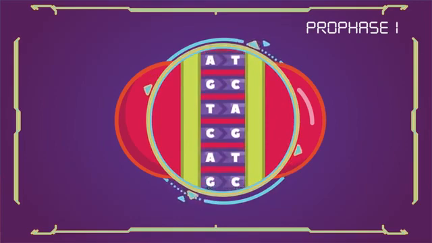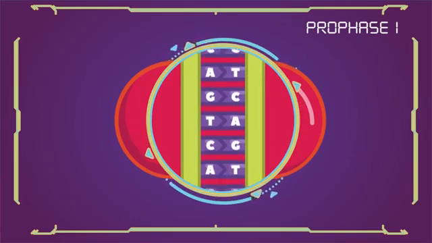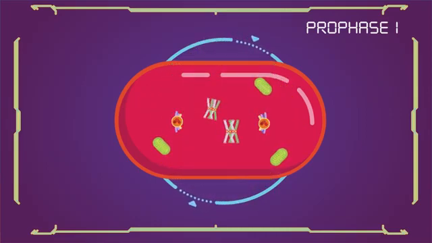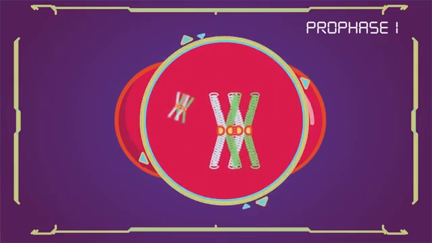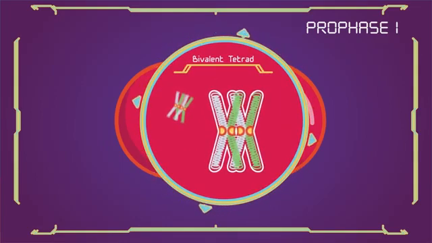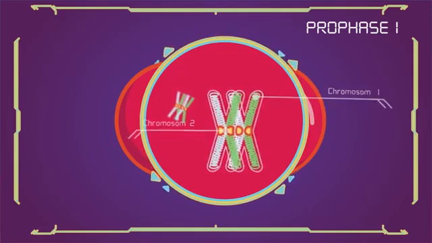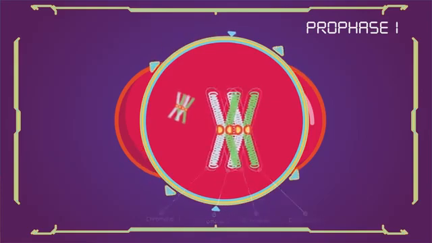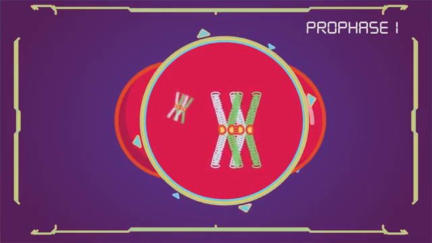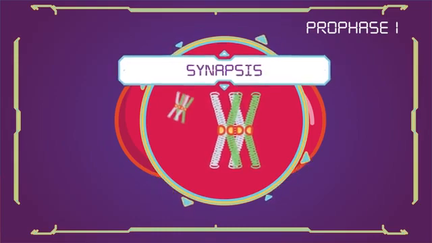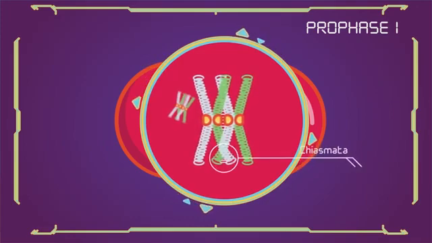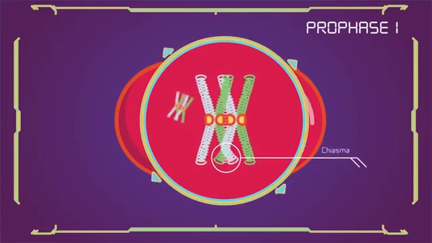The new combinations of DNA created during crossover are a significant source of genetic variation and result in new combinations of alleles, which may be beneficial. The paired and replicated chromosomes are called bivalents or tetrads, which have 2 chromosomes and 4 chromatids, with 1 chromosome coming from each parent. The process of pairing the homologous chromosomes is called synapsis. At this stage, non-sister chromatids may cross over at points called chiasmata, plural, singular chiasma.